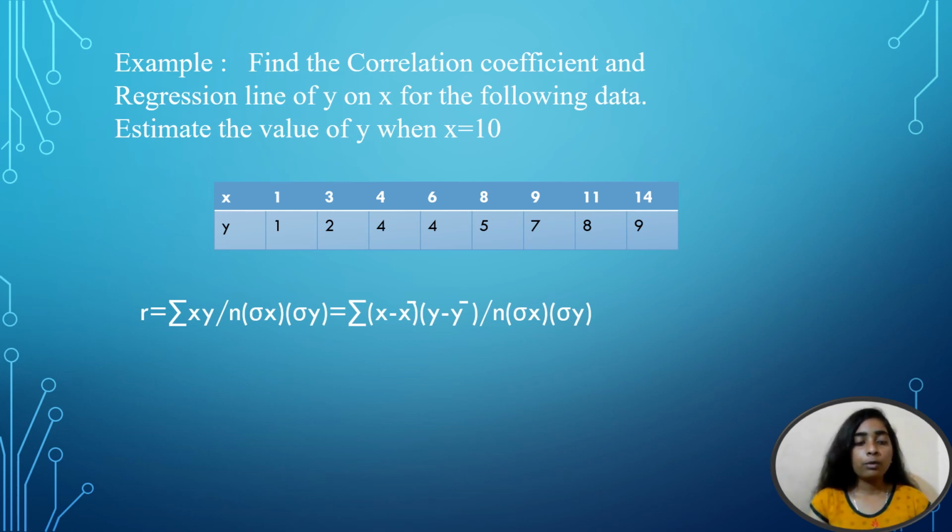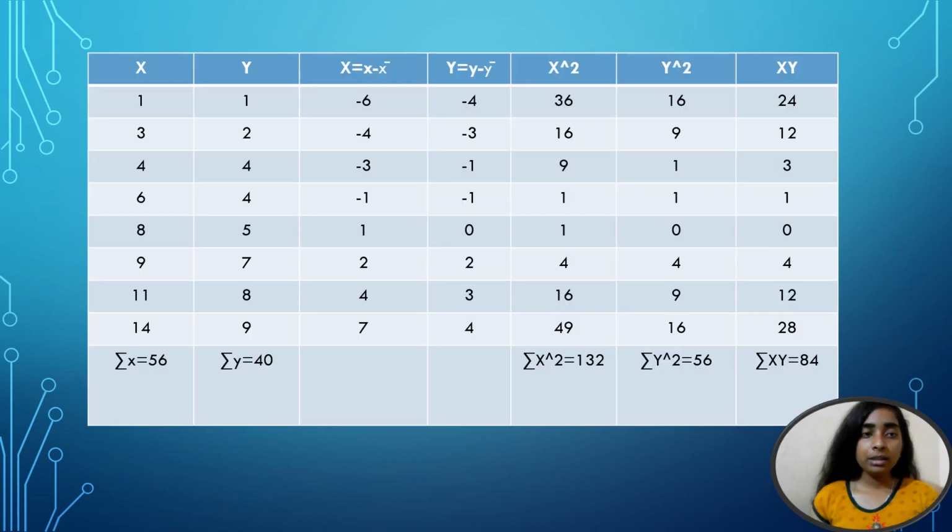We know the formula for the correlation coefficient, that is summation xy by n into sigma x into sigma y, that is equal to summation of (x minus x bar) into (y minus y bar) divided by n into sigma x into sigma y. By using the correlation coefficient formula, we need to form the table such as small x, that is values are 1, 3, 4, 6, 8, 9, 11 and 14.